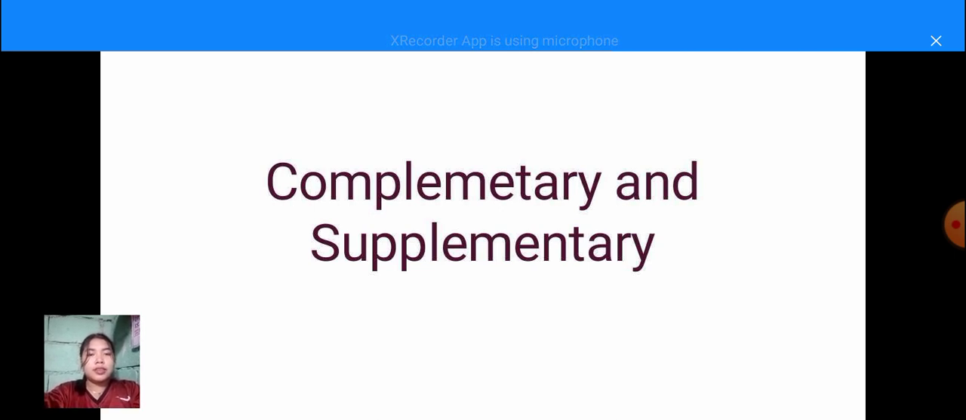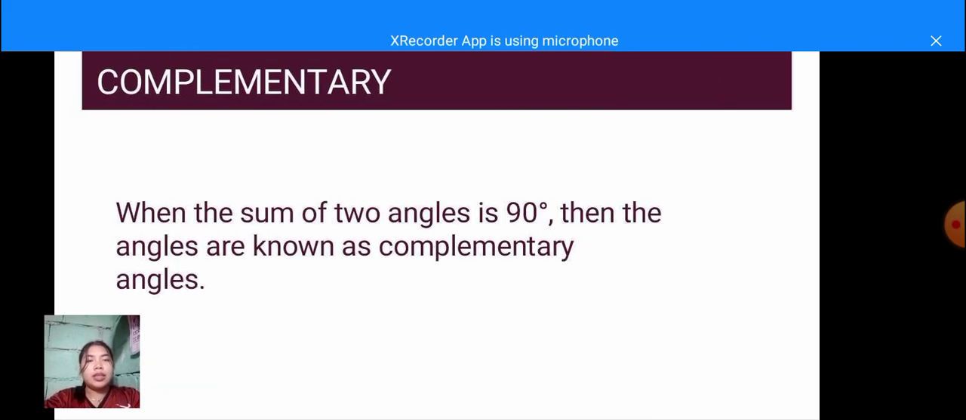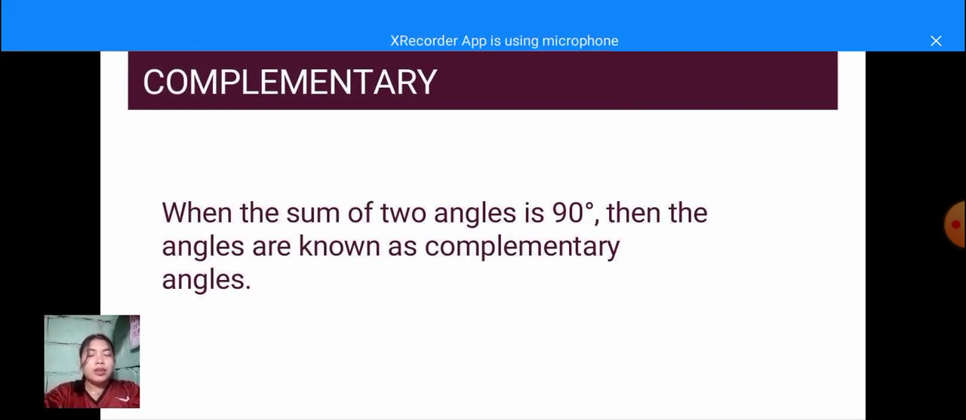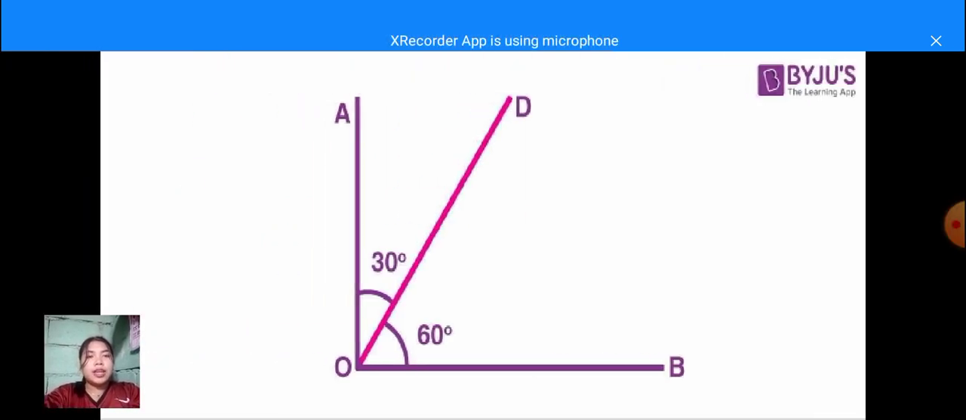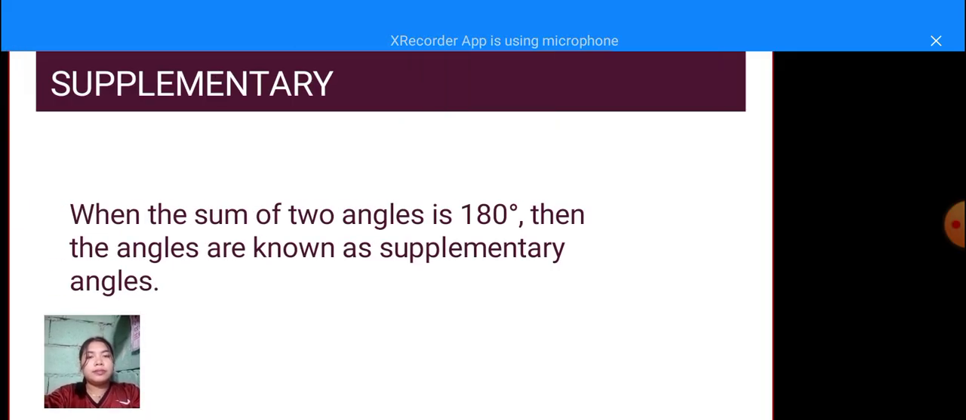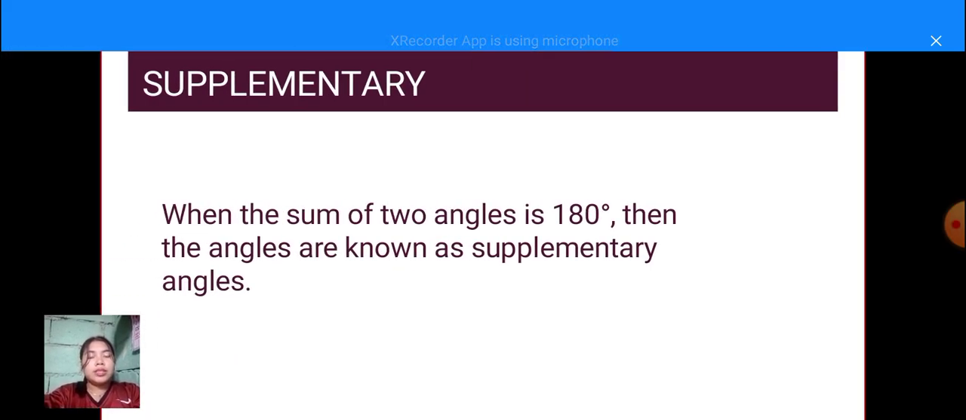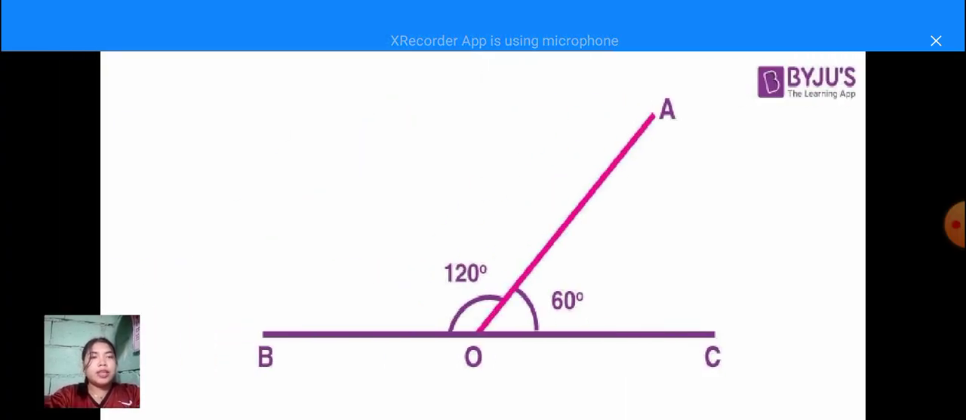Next, it is all about complementary and supplementary angles. Complementary: when the sum of two angles is 90 degrees, then the angles are known as complementary angles. Here's the example. Supplementary: when the sum of two angles is 180 degrees, then the angles are known as supplementary angles. Here are the supplementary angles.